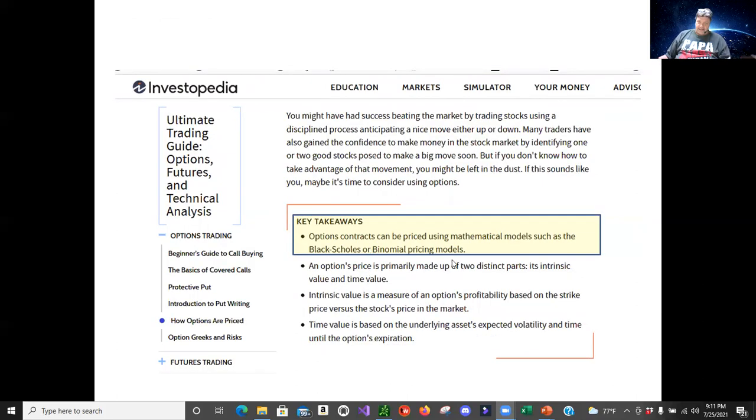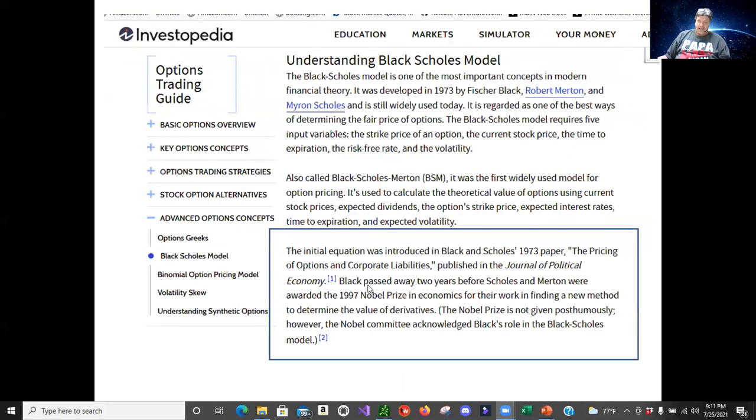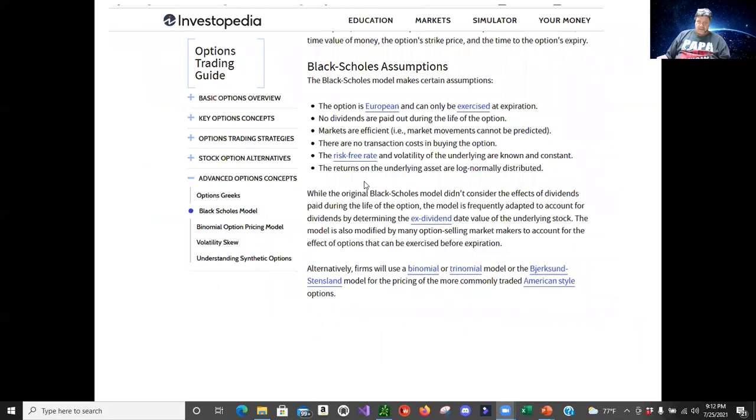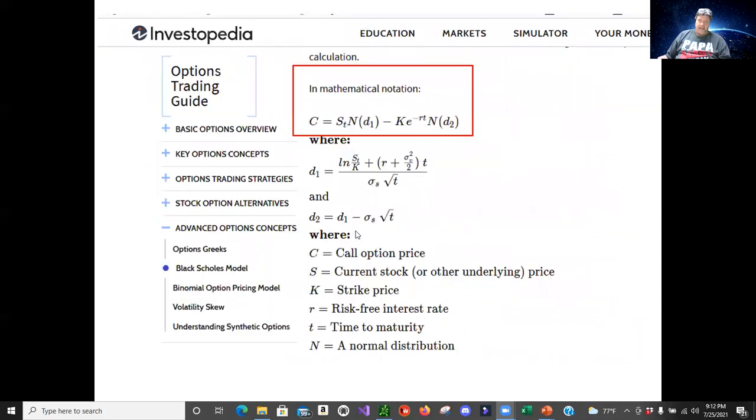Now, so what is this equation? Well, this equation is a differential equation. And here's some more about the initial equation, and it talks about the best ways to determine the equation. And here we go. Here's the equation.